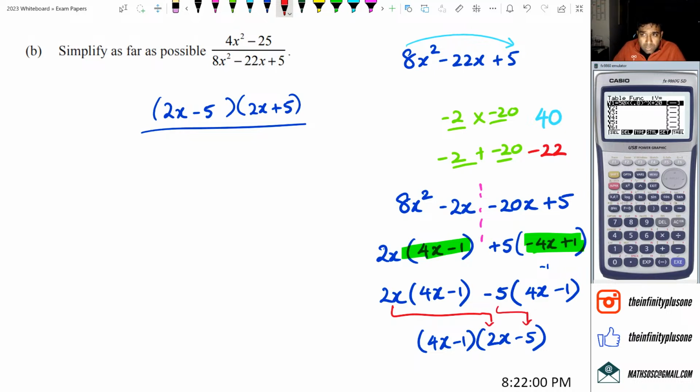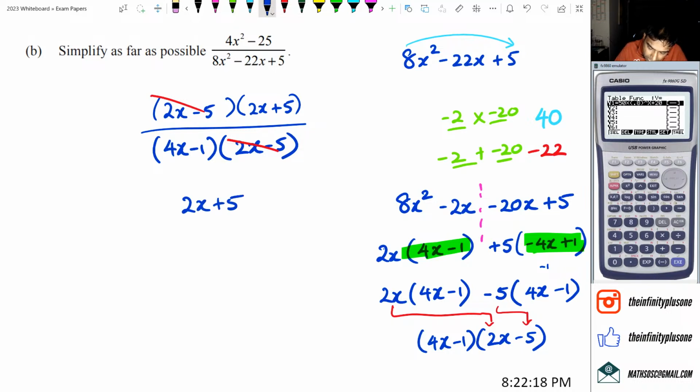This is pretty much the hardest part of this question, because straight away we can replace that quadratic with this. We cross out our common factors, and what we're left with is 2x plus 5 divided by 4x minus 1.